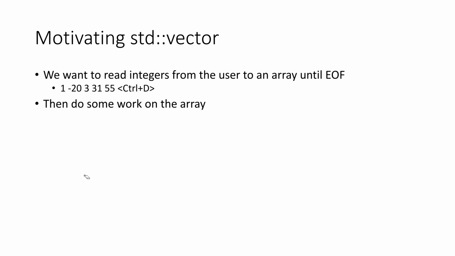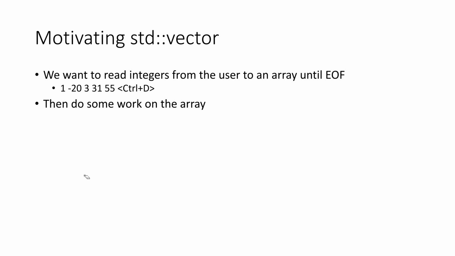Okay, let's start with why we might want to use this. As I said, vector is like a better array. And one of the things that it can do better is highlighted by this example. Let's say we want to read a bunch of integers from a person sitting there typing at a keyboard until he or she hits Control D, which means end of file.